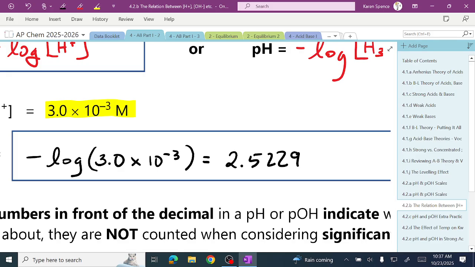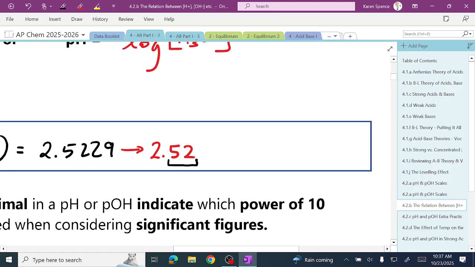So I got 2.5229. Did you guys get that number? How many sig figs should we have? We should have 2 sig figs. So what should this round to? 2.52, right? Because only digits after the decimal are significant in p values. pKa, pH, pOH.